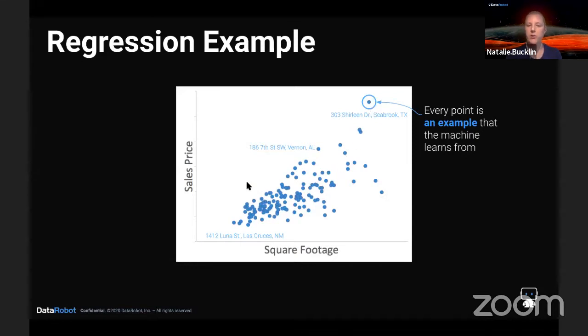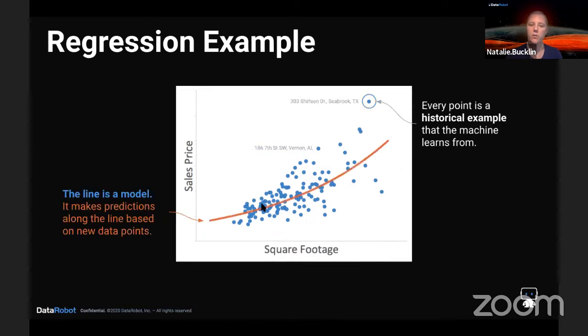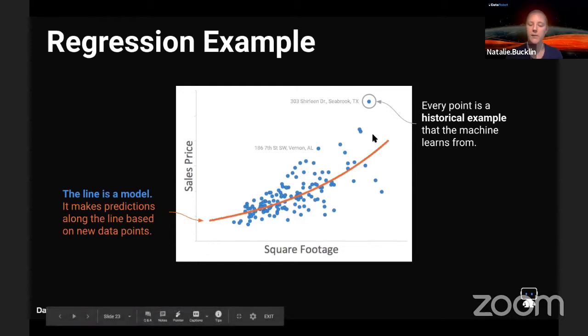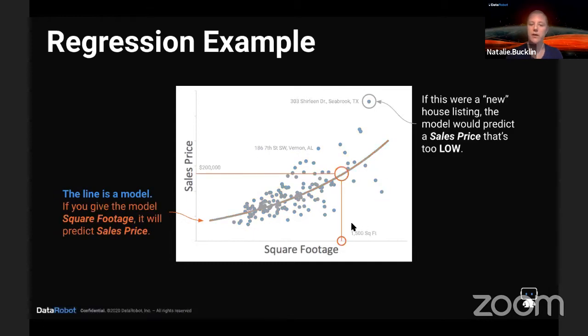And every example on this graph is an example that the machine is going to learn from. What we want to do is create a model that will make predictions from this data. This red line represents our model. As we travel along this model and we increase or decrease the square footage, we can see that the model will predict a change in the sales price. For example, right now, we're looking at a square footage of 1,500 square feet, and the model is predicting that the home will be $200,000. But what happens when we increase the square footage?